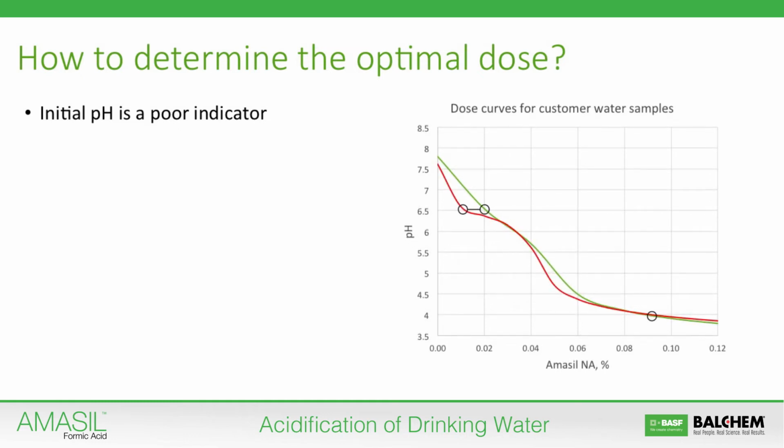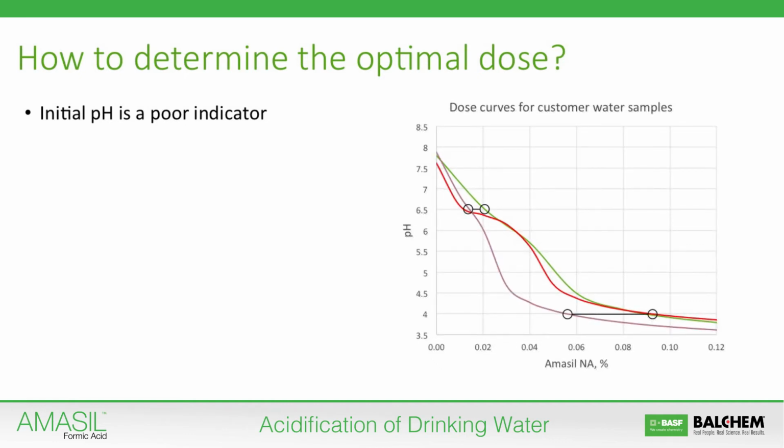This next line is from another farm. As we can see, it started with a slightly lower pH, closer to 7.5. At 6.5, you needed about half as much acid if that was your pH target. But if you wanted to target a pH of 4, you're at roughly the same amount, 0.08 to 0.09% Amasil A in that drinking water, despite the fact that they had different pHs at the start, and they had different amounts of acid needed to get them to the same pH at 6.5.